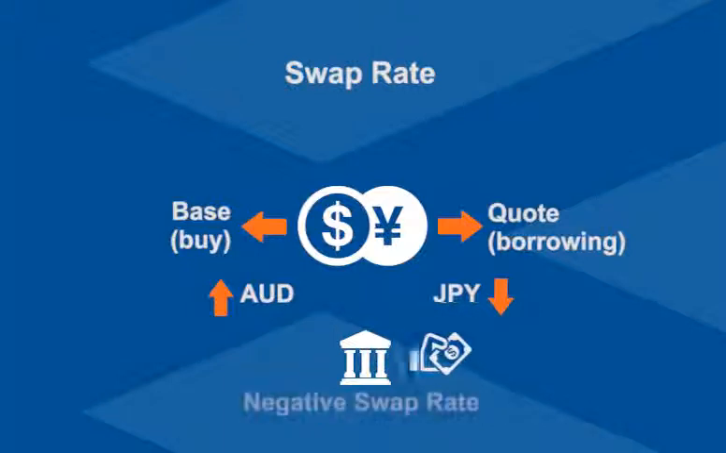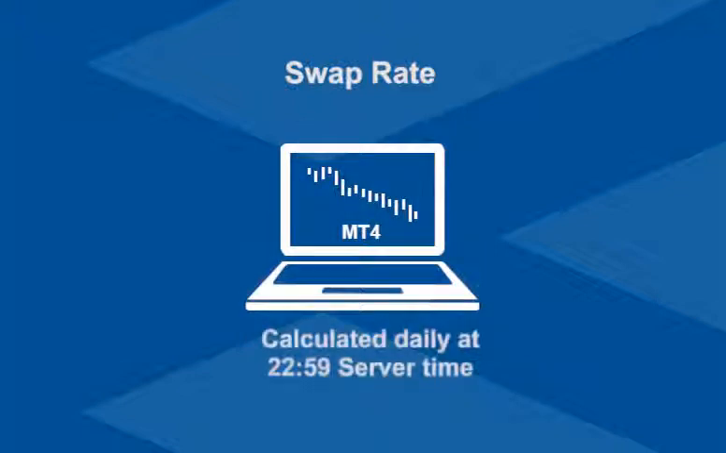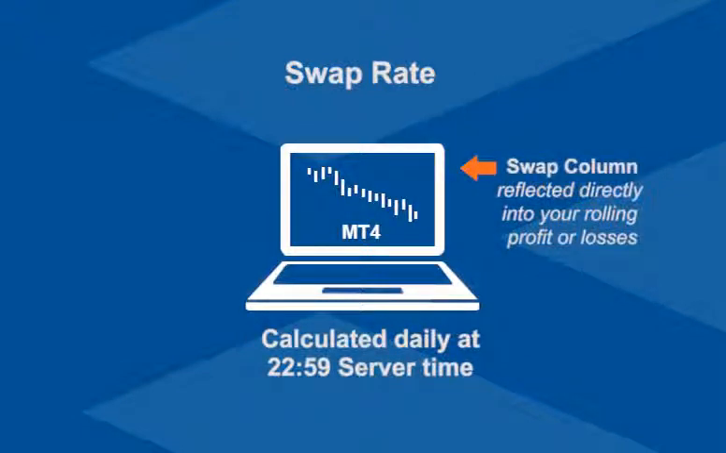Conversely, you will have to pay us interest each time you hold with a negative swap rate. For example, if you were to hold a short position in the Aussie yen, in this case you are borrowing a currency with a higher interest rate to buy and hold a currency with a lower interest rate. The swap rate is calculated and settled every single day at 20:59 server time.